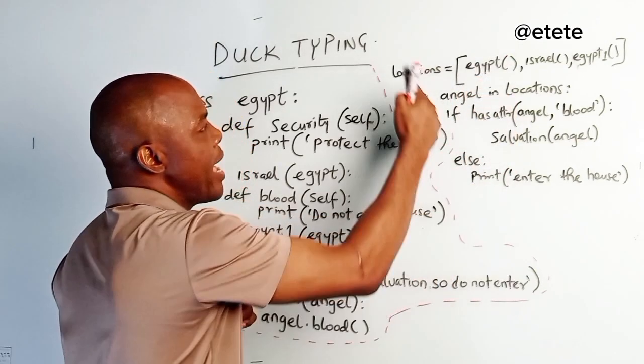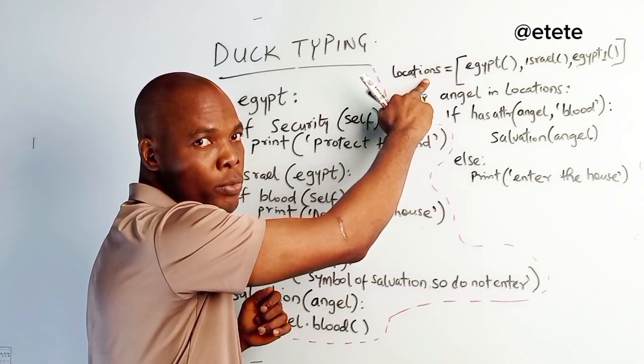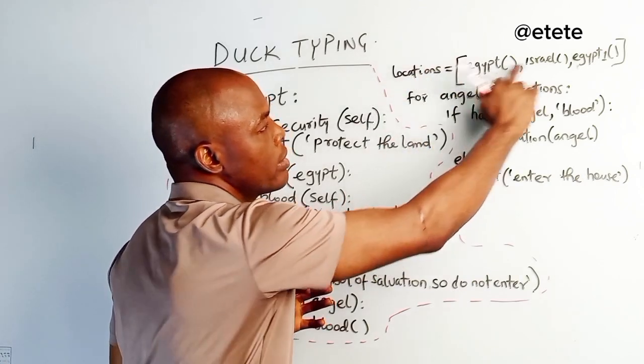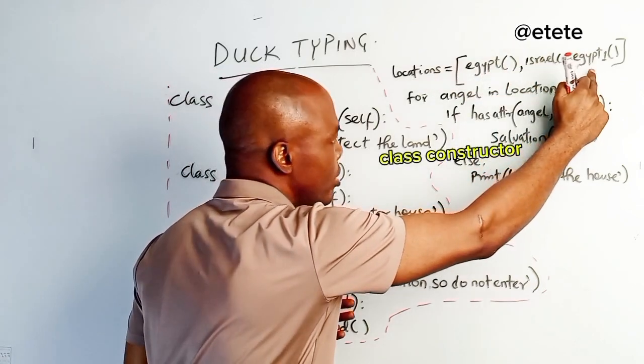Now you come here. I create a variable, which is a list variable, holding these classes: the first class, second class, and the third class.